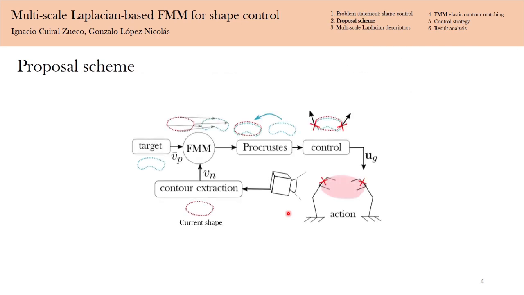What's our scheme? Our proposal scheme is the following. We've got a target shape. We retrieve the current shape using the RGBD sensor. We perform an elastic matching using the fast marching method between both shapes. And then we perform a Procrustes optimization between the matched points. This means we're reducing the distance between matched points in a global manner. And also, after this, we use our control strategy in order to define these u sub g actions for each one of the grippers.